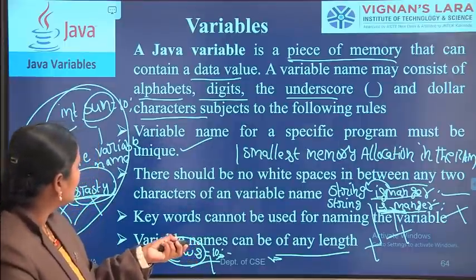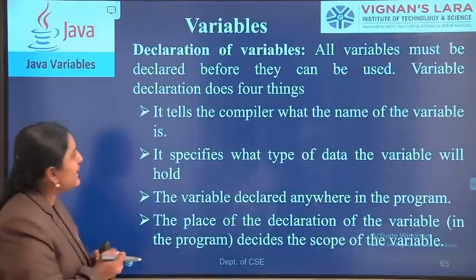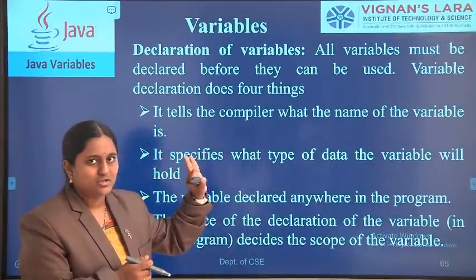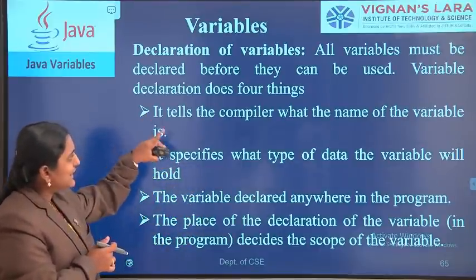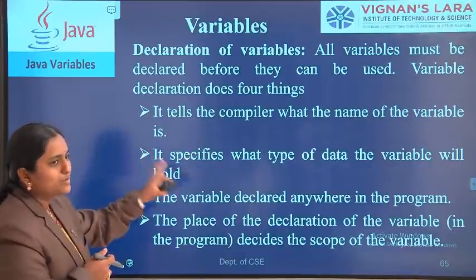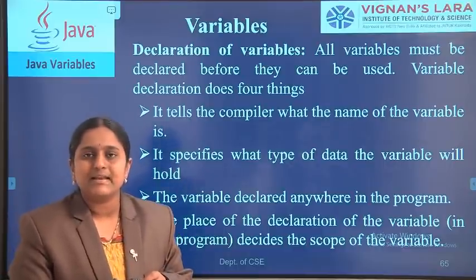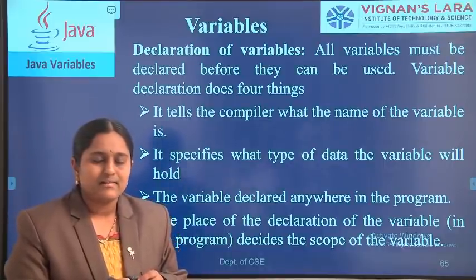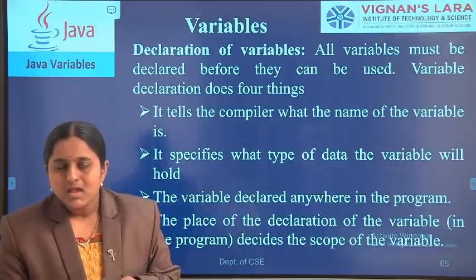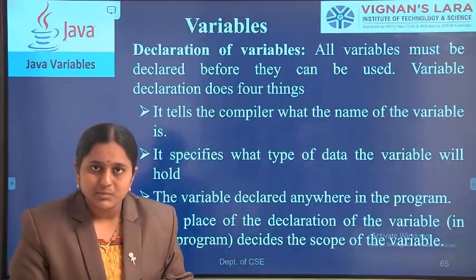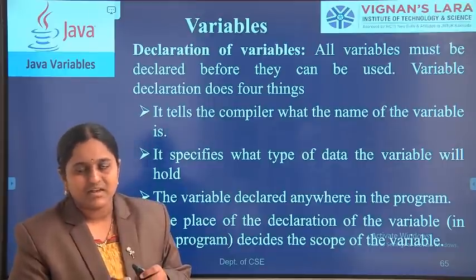Coming to the next concept related to variables: declaration of variables. All the variables must be declared before they can be used. Variable declaration follows these rules. It tells the compiler what the name of the variable is. At the time of developing the program, we declare a variable, for example, int a equal to 10. Here a is the variable. At the time of compilation, the compiler understands the variable name.